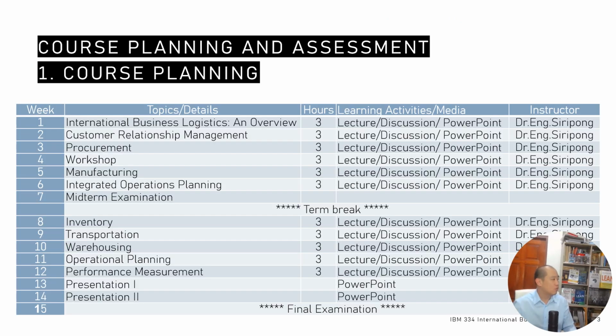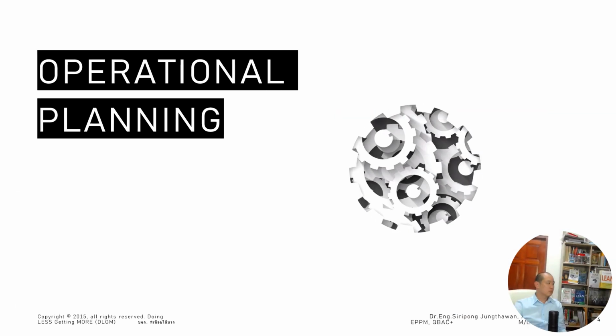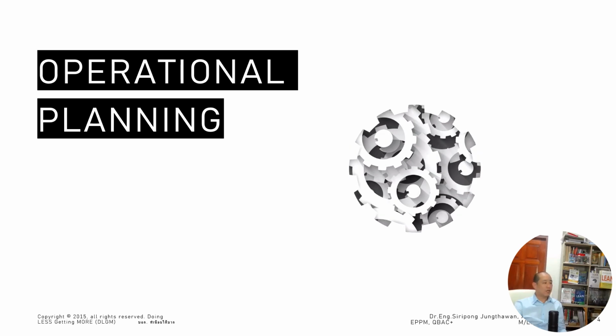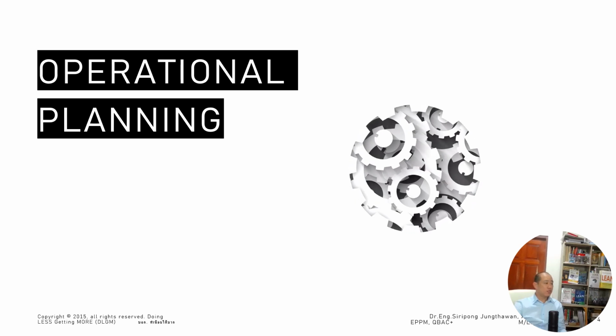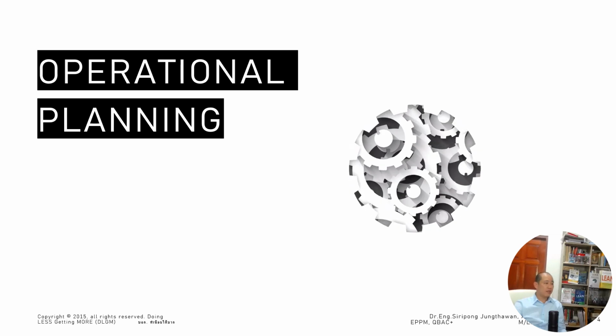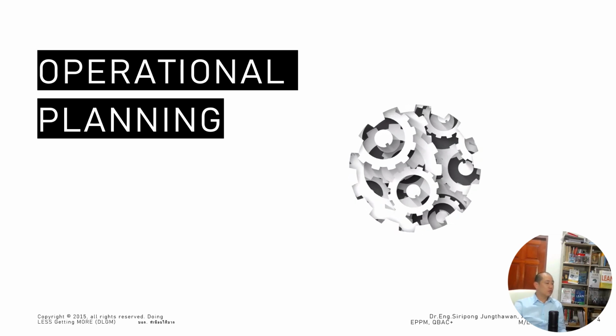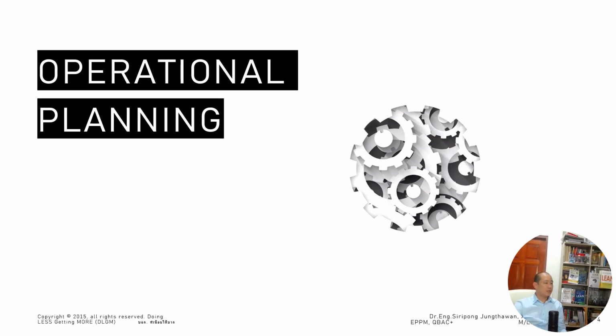And here is the overview for the cost planning, and now we are discussing operational planning, and next should be performance measurement, which is the last section for us, and we have 2 weeks for presentation 1 and 2. In this topic you will understand how your operational planning links to sourcing, production, manufacturing, warehousing, transportation, and the other things that you have to know about operational planning.